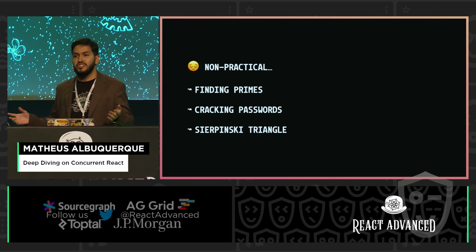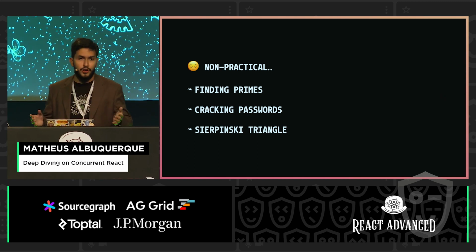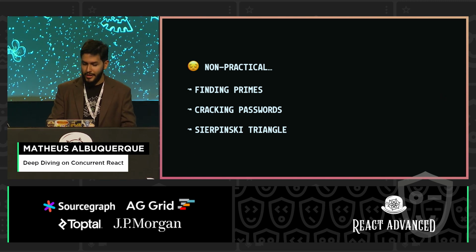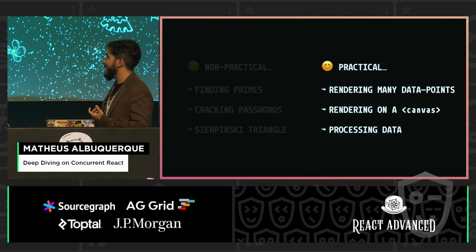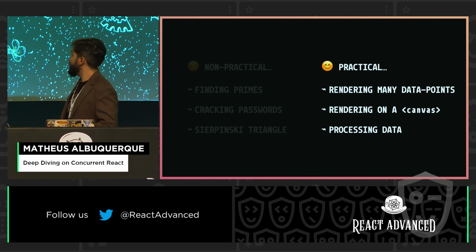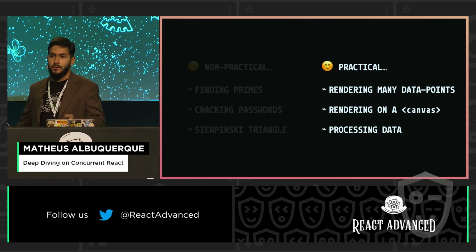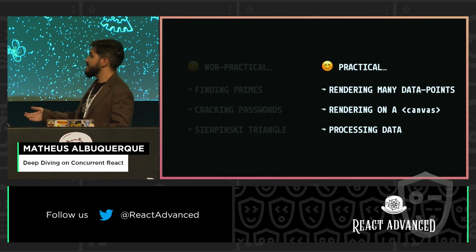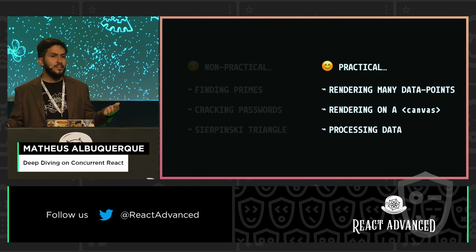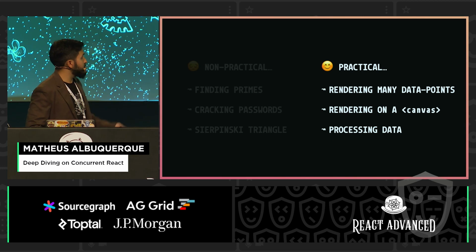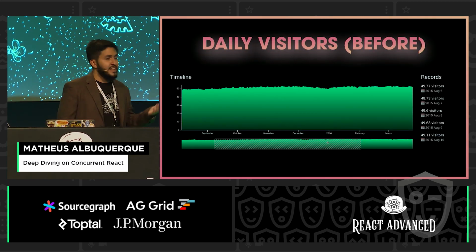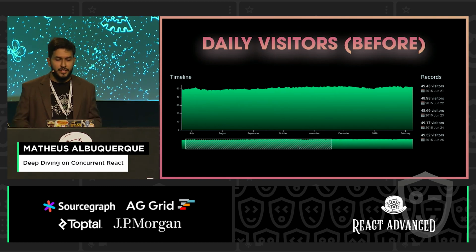Those examples are great for benchmarking and showing what you can do with Concurrent React. But at the same time, it's important for us to remember that we front-end engineers render a lot of data points, for example. Or sometimes we have to render things on a canvas, and we don't have offscreen canvas available. Or sometimes we just have to process a lot of data. One example is a dashboard. We are usually building dashboards.